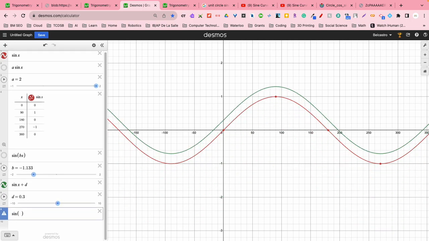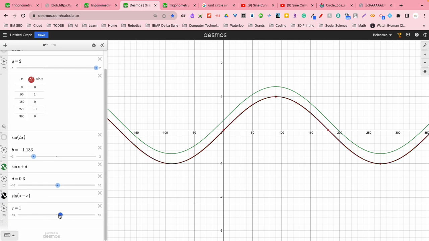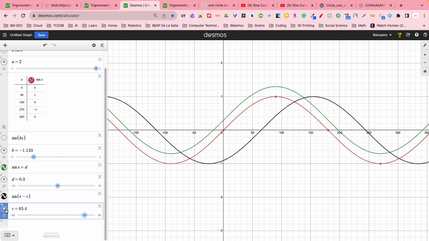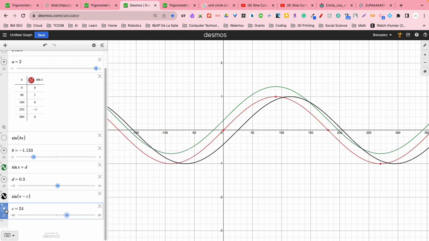Sine x minus c, we said. We get our slider here. Now this one's where it gets a little counterintuitive. Oh, it's because it's in degrees. That's why I'm like, this is such a small shift. Let's go to 90 and -90. There we go. You start to see it moving just to the right or just to the left.